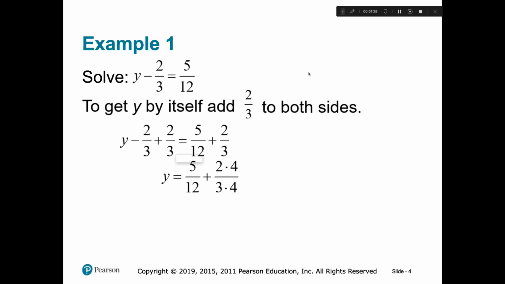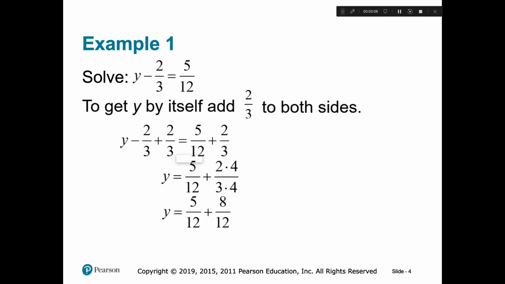When we add 2/3 to our other side, it becomes a number, which is 8/12. When I do that, my 2/3 over here cancel out, leaving me with just y on the left-hand side of my equal sign. This becomes 5 plus 8, which is 13. So I have 13/12.